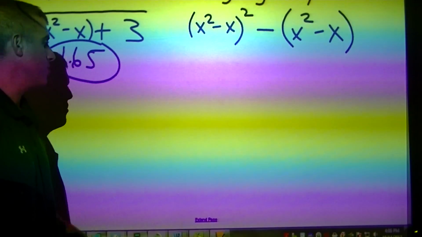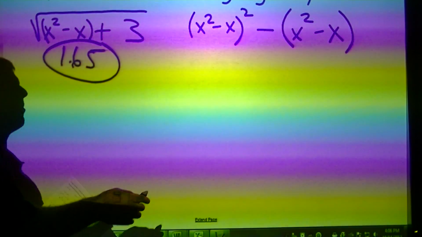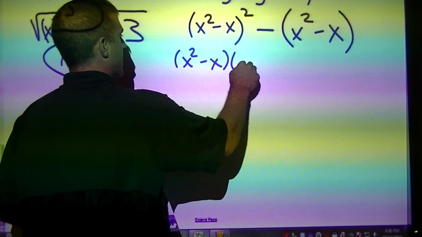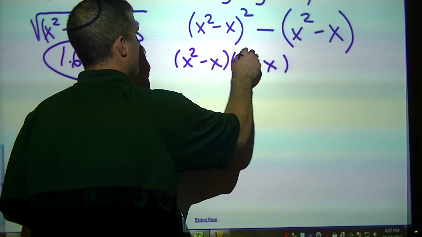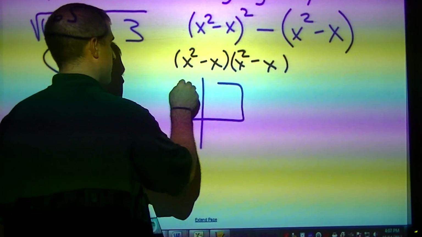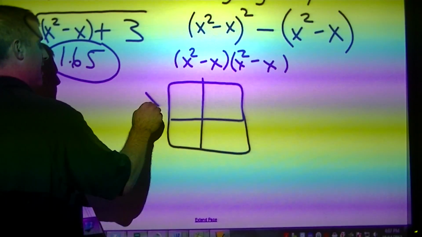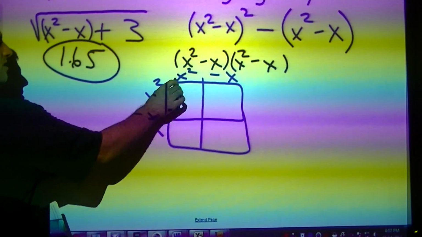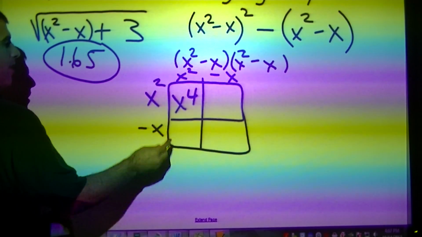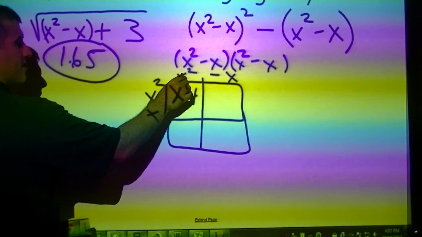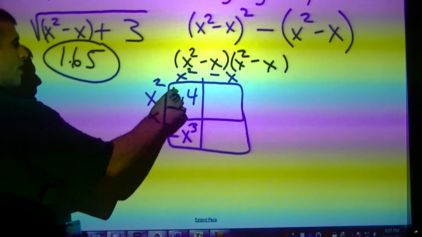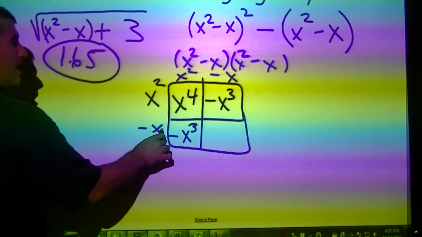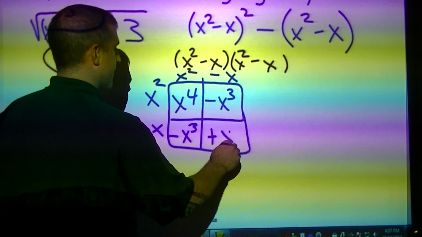What I'm going to want to do here, this means x squared minus x times x squared minus x. I'm going to go ahead and make my boxes for this. I got x squared, negative x squared, negative x. X squared times x squared would be x to the fourth. All I'm doing is adding the exponents. Negative x cubed, 1 and 2 is 3. Negative x cubed, okay? Negative x times negative x would be positive x squared.